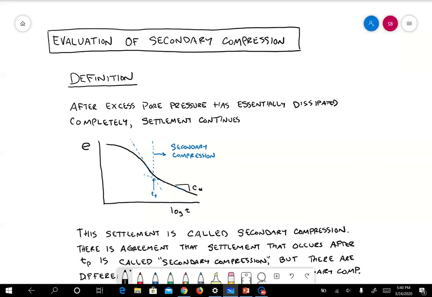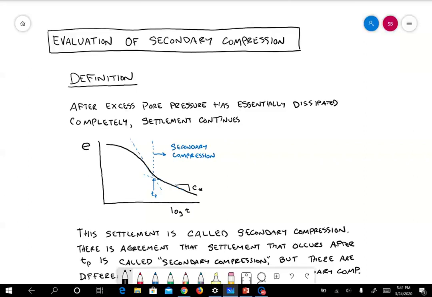Well, it's not settlement, it's void ratio versus logarithm of time. And a lot of people have observed that there's basically this linear decrease of void ratio as the logarithm of time increases, and the slope is C alpha. All right, that region of behavior is definitely secondary compression. That's something that everybody agrees upon, that this behavior is for sure secondary compression.